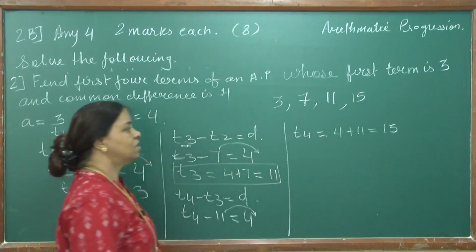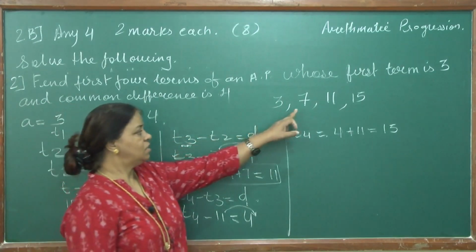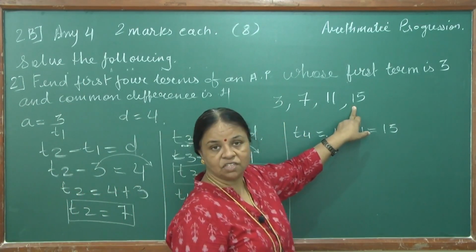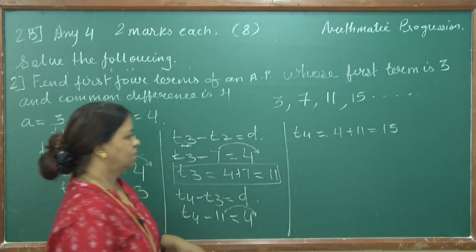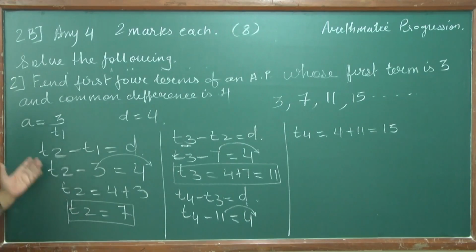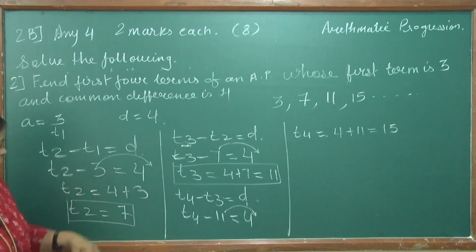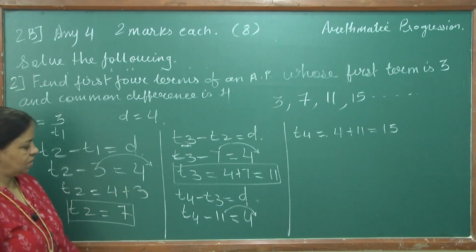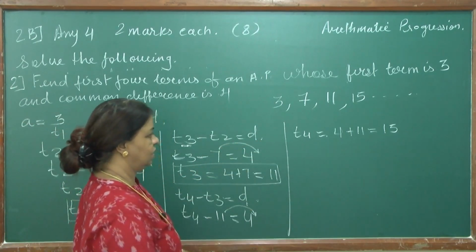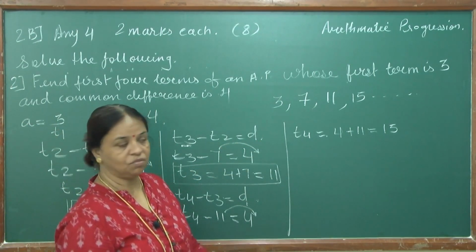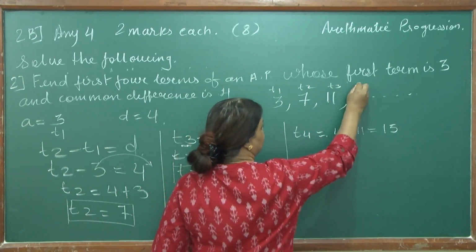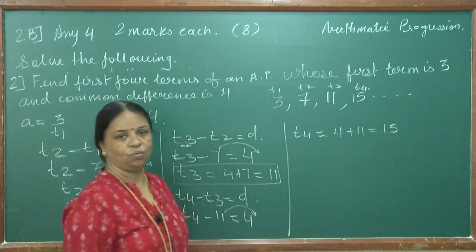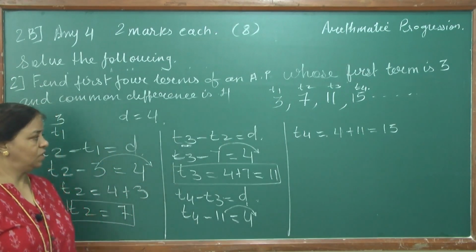So the first 4 terms, that is 1, 2, 3, 4. These are the first 4 terms. They are T1 which we already know, T2 we got, T3 we got, and T4 we got. So the first 4 terms we have got, that is T1, T2, T3 and T4. You can pause and you can solve the sum, children.